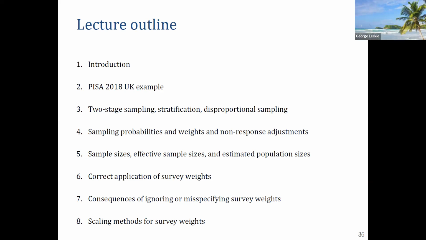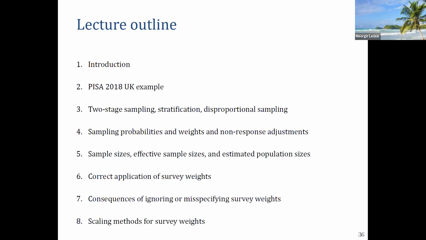Along the way, we'll talk about the nature of the two-stage sampling, the nature of stratification, unequal sampling probabilities, and oversampling of particular groups. We'll talk about these issues. We'll talk about the sampling probabilities and the weights provided by PISA, and we'll note that there are some non-response adjustments to make things more complex. And then we'll see that from the data at hand, we can obviously describe the number of students in schools, which I've already told you. But we can also talk about other concepts like the effective sample size.